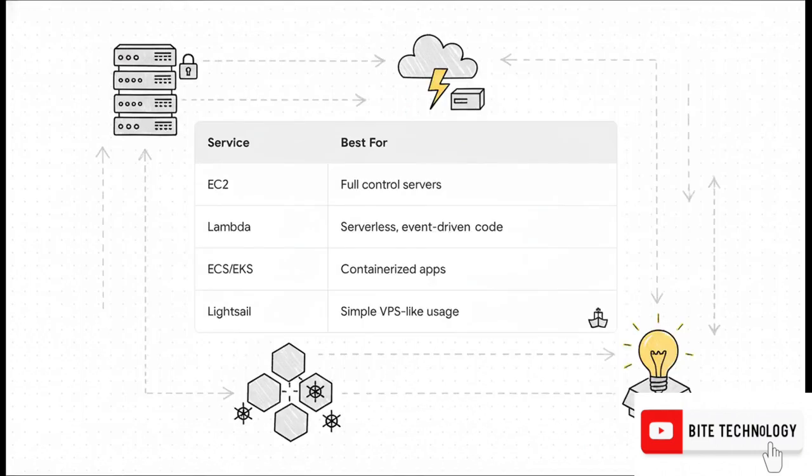It's also really important to know where EC2 fits in the bigger AWS picture. If you need that total control over a server, EC2 is your guy. But if you just want to run some code and not even think about servers, well, that's what AWS Lambda is for. If you're working with containers, you look at ECS or EKS, and for a super simple all-in-one package for a small website, there's a service called Lightsail.